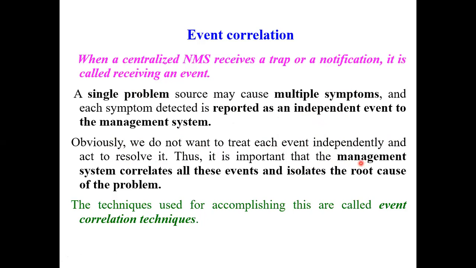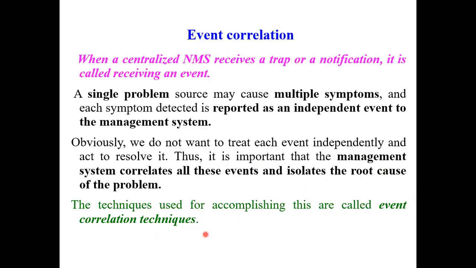अच्छा ये बच्चे के वजह से ये ऐसा हुआ, यही बच्चे के वजह से वापस दूसरे दिन ऐसा हुआ, यही बच्चे की वजह से तीसरे दिन ऐसा हुआ. So instead of treating all things separately, what the teacher will do, he will catch hold of that single student who played all that prank and try to find out the root cause of the problem. So what we are trying to do, the management system correlates all the events and it isolates the root cause of the problem. So the technique used for accomplishing this are called event correlation techniques.